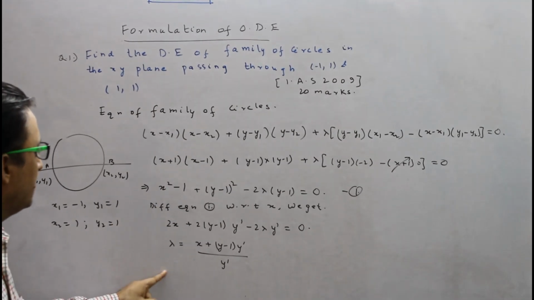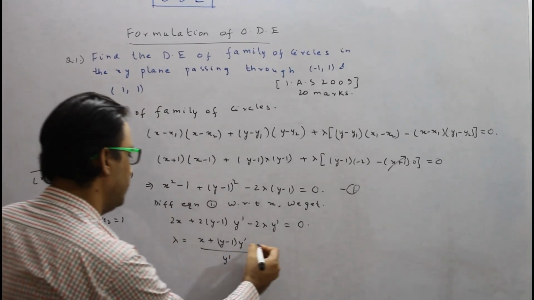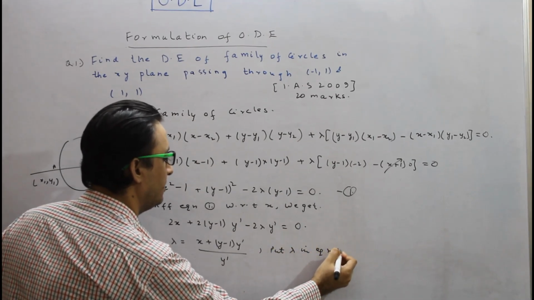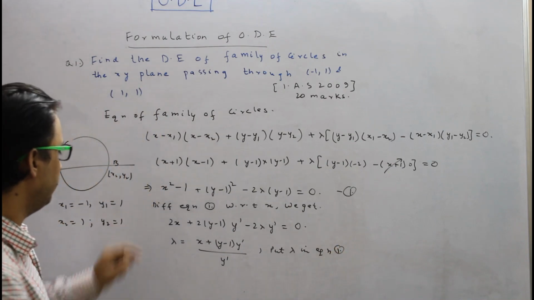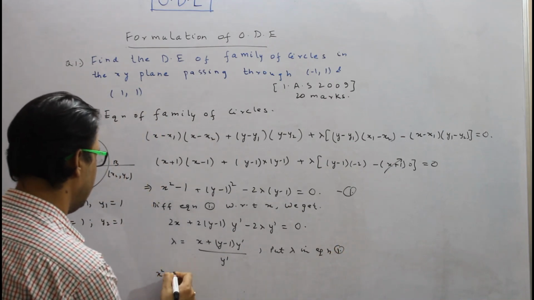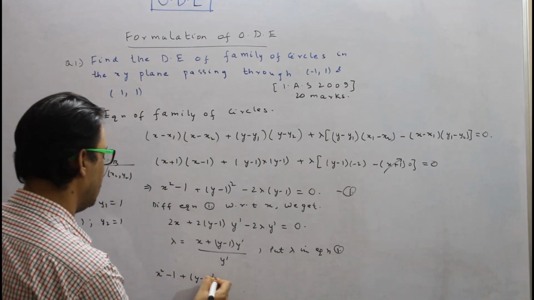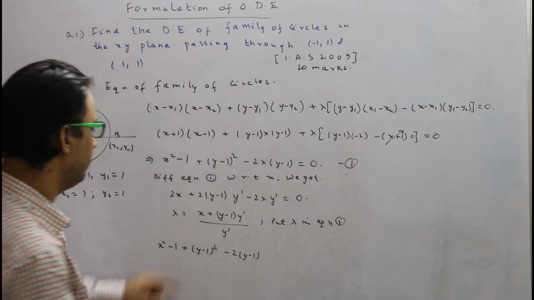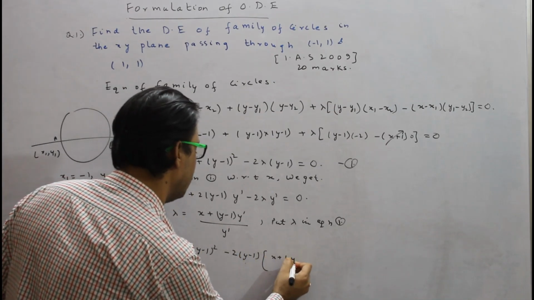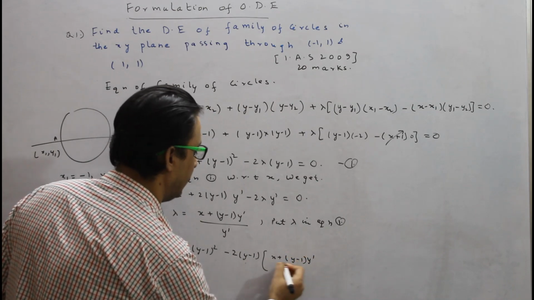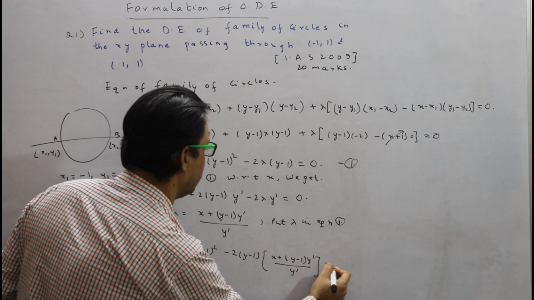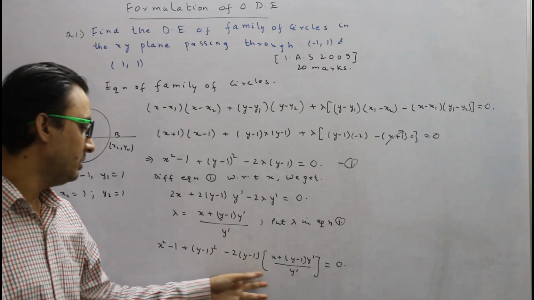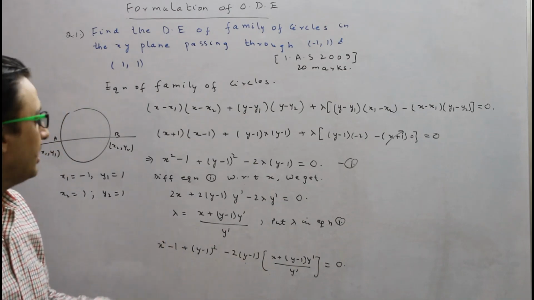Alright, so now I am going to put the value of lambda in equation 1. So this will be x square minus 1 plus (y minus 1) whole square minus 2 (y minus 1), and now I am going to put the value of lambda. This becomes (x plus (y minus 1) y dash) divided by y dash is equal to 0. So this is our equation. All we have to do now is simplify this and we will get our result.